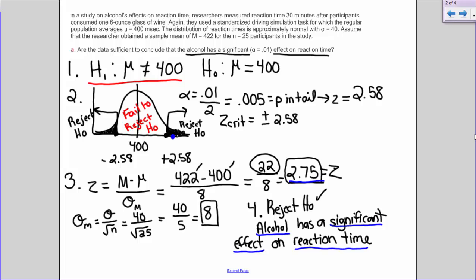Now let's say that we got a test statistic in step 3 that did not fall in the critical region. Let's say we calculated this and it was a 2, right? So this would say, fail to reject the null, alcohol does not have a significant effect on reaction time.